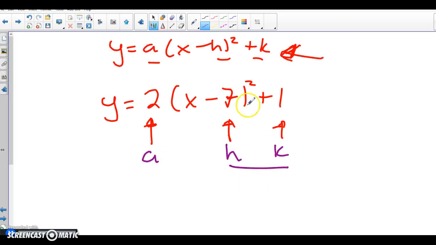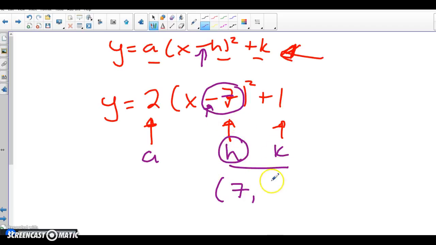Real simple. What you have to do, and this is a bit annoying, but it's part of parabolas, you need to change the sign of this number here of what looks like an h, because the negative is already built into the equation. So when you have a negative in here, you have to change this sign so that h, if it's negative, is positive 7. So negative becomes positive, positive becomes negative. Just get used to doing that. For the k, you do not. So my vertex is (7, 1).